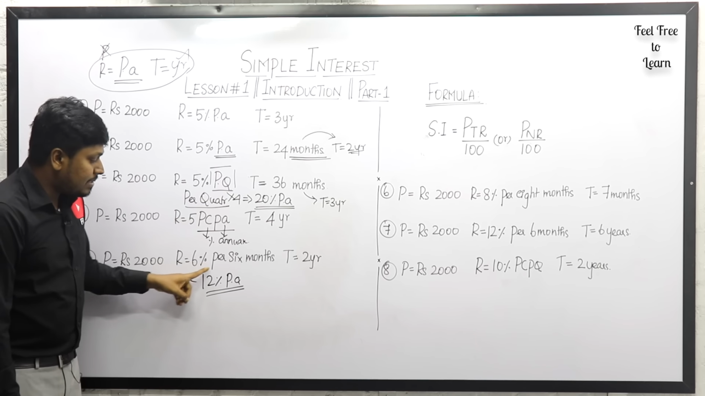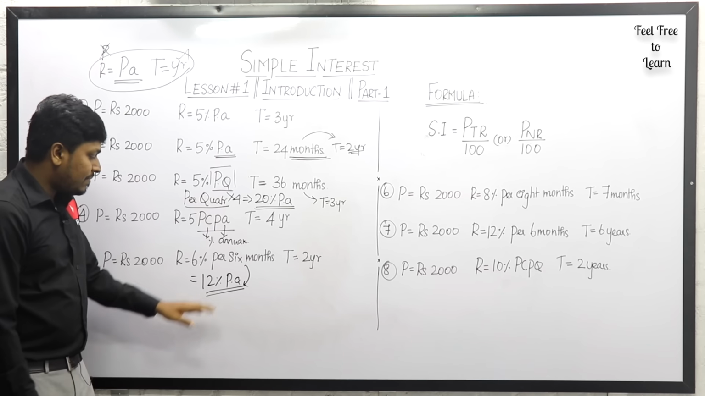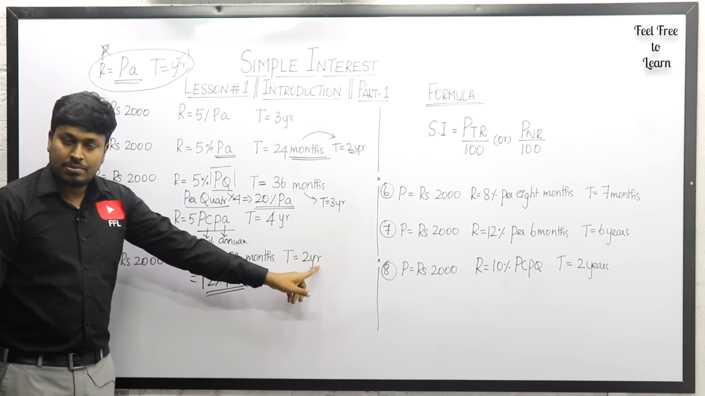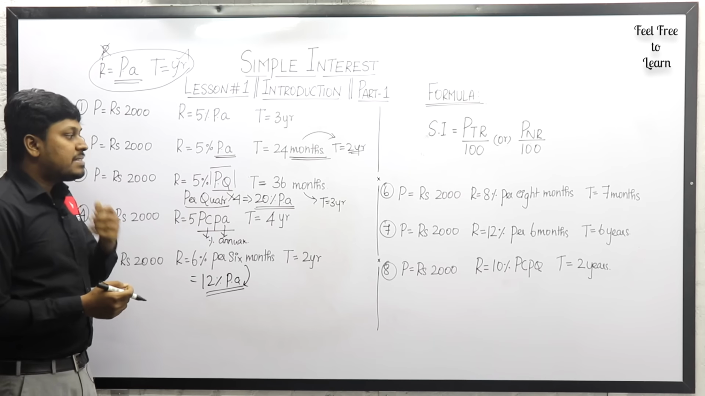So we have converted the 6% per 6 months into per annum, that is 12%. After converting it, substitute in the formula. T they have given in terms of years, so not to worry about it, directly substitute 2. Understood? So point number 6.